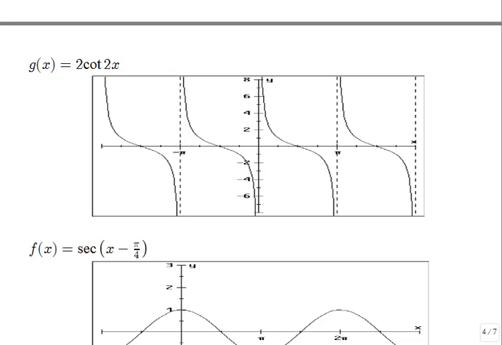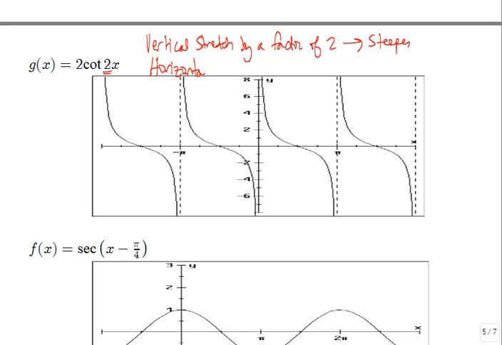Okay, how about 2 cotangent 2x? So the 2 out front causes us to have a vertical stretch by a factor of 2, and that's going to make the graph get steeper. So these are going to shoot up higher and go down lower faster than before. The 2 that's next to that x, that's that horizontal compression by a factor of a half.